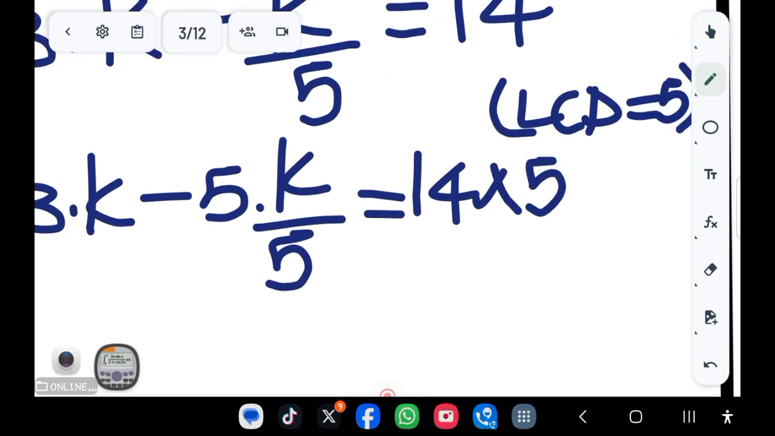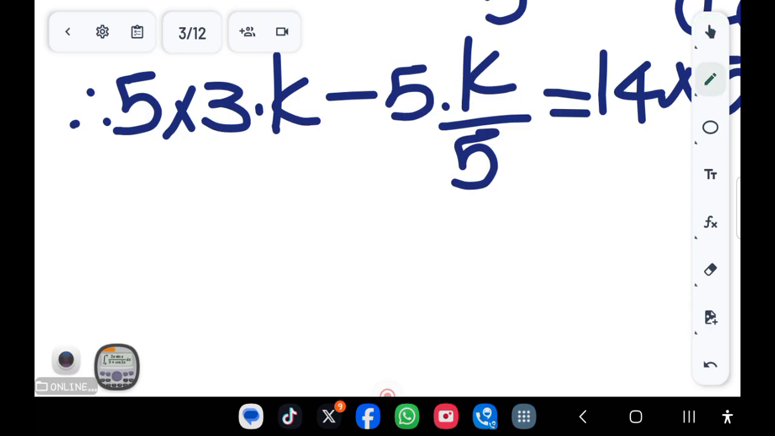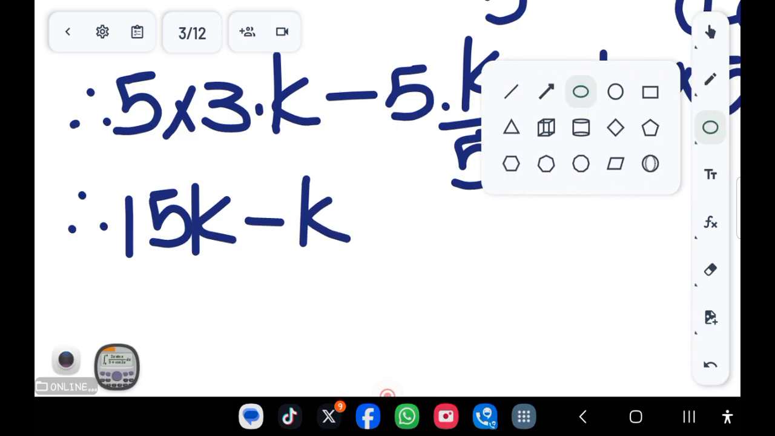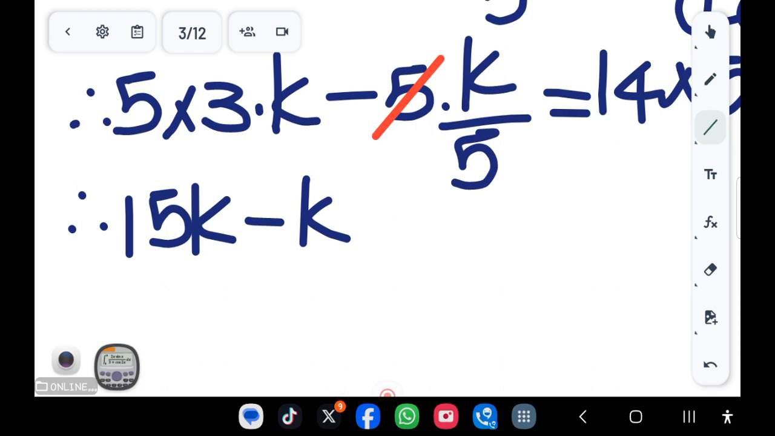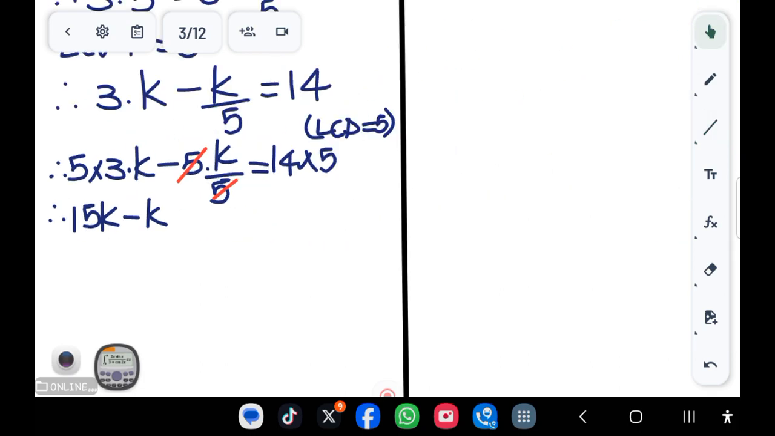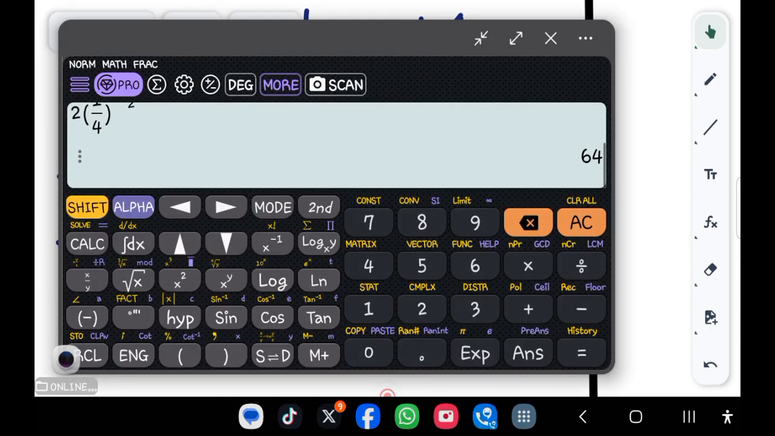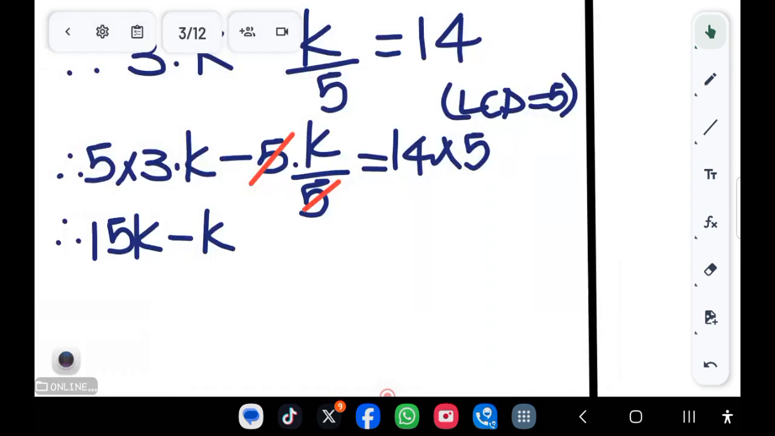Multiply every term by that. Now this leaves us with 15k minus k, because the 5's cancel out, and that is equal to 14 times 5. Always use a calculator in an exam to avoid making those silly mistakes, and that gives us 70.